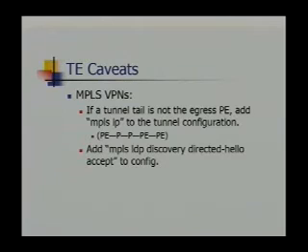A few key caveats if you're overlaying traffic engineering with other variables. If you've got MPLS VPNs, any time that a tunnel tail is not the egress PE, I highly recommend that you add MPLS IP to the tunnel configuration. This adds a label onto the stack. Ordinarily, with MPLS VPNs, you've got an internal VPN label and an external LDP label to get you from here to there. By default, when you enable traffic engineering, that external LDP label gets swapped with a TE label.